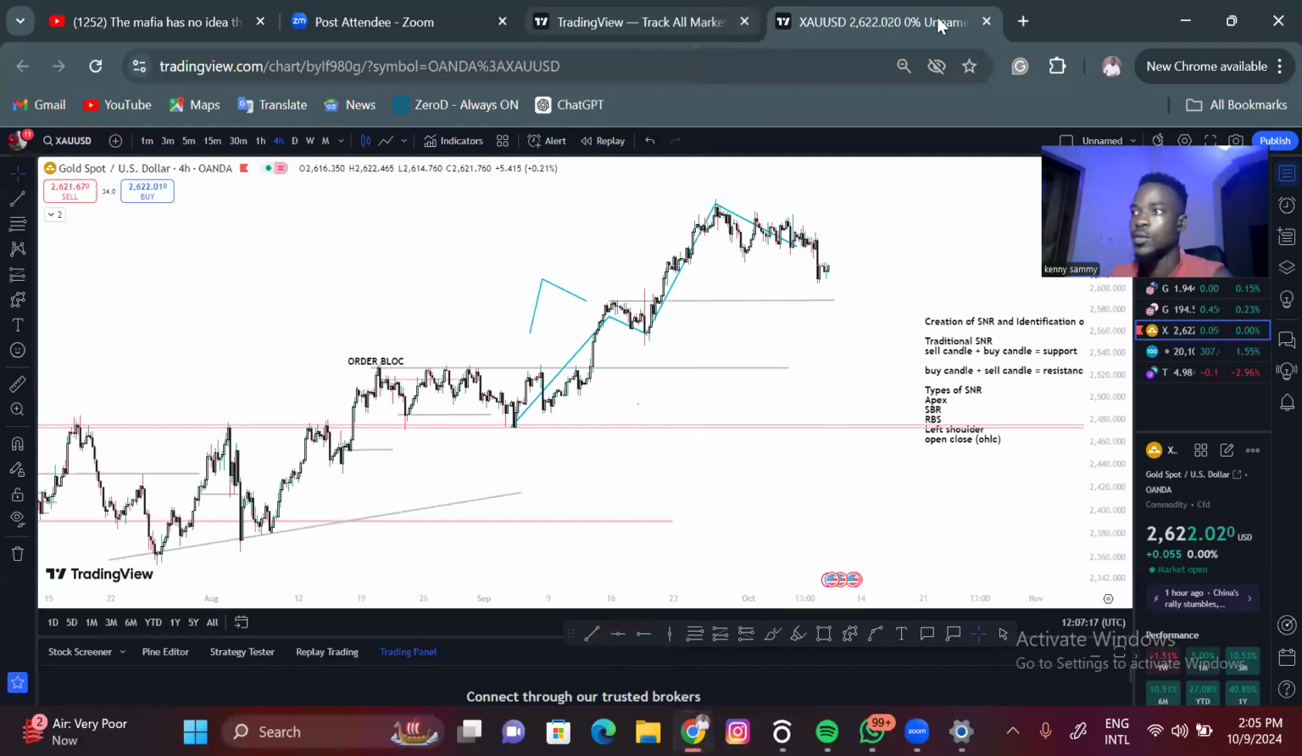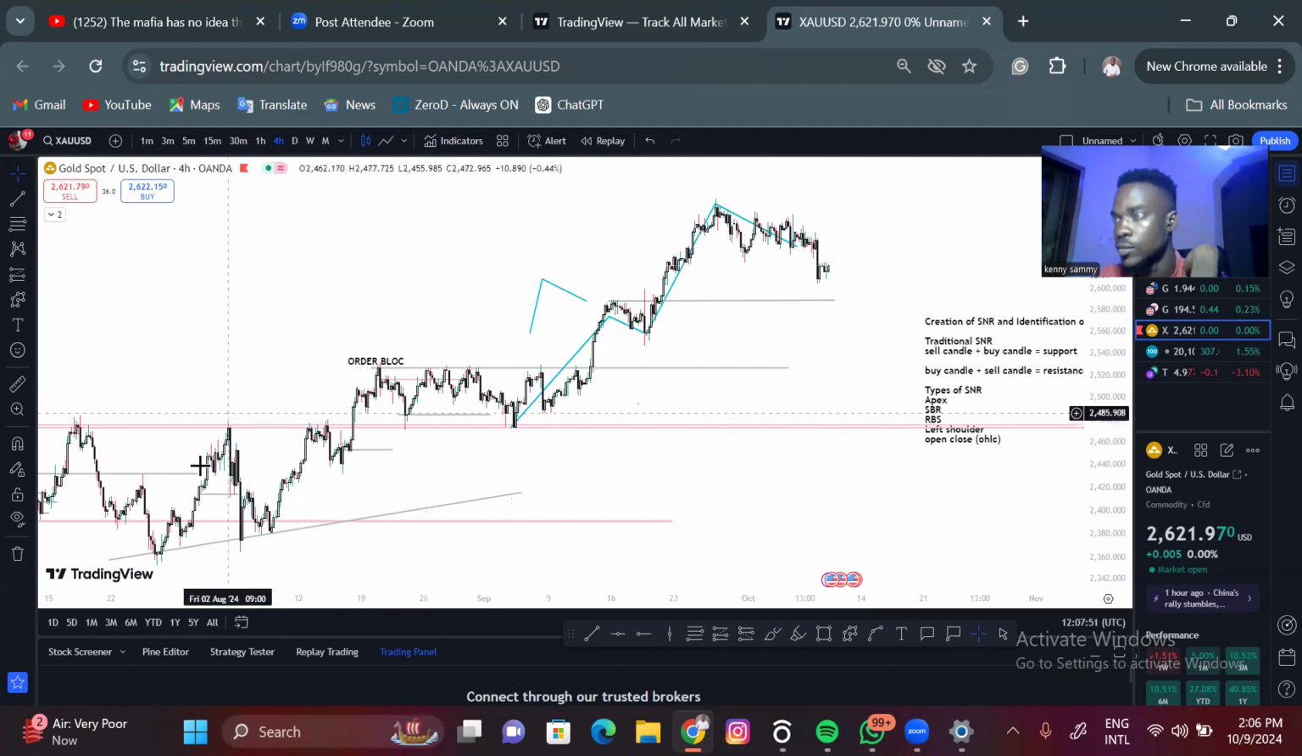So I think we should just go ahead to start from where we stopped the previous time. We would start with the types of SNR. Let me start by explaining what SNR is. Like in our previous class, SNR is support and resistance. It has different ways in which you can identify an SNR. We already explained that. Then we are going to talk about the apex of SNR.